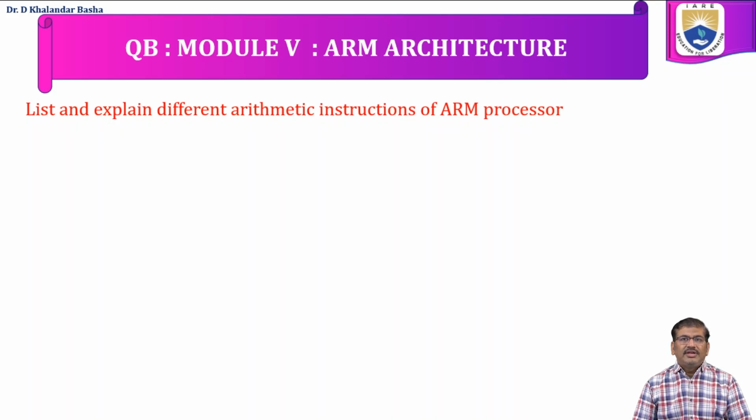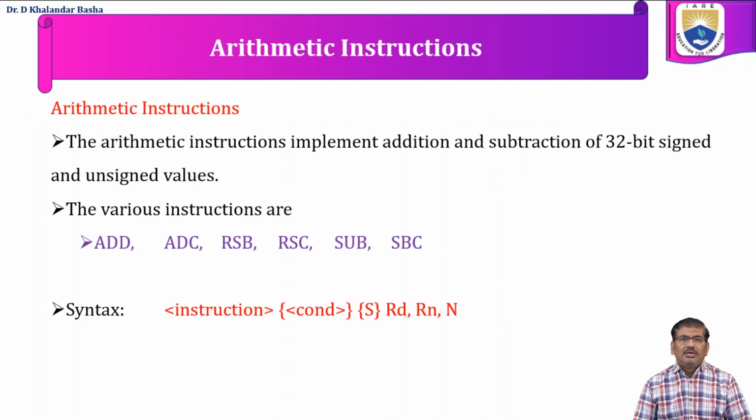Next, list and explain different arithmetic instructions of the ARM processor. The arithmetic instructions implement addition and subtraction of 32-bit signed and unsigned values. The various instructions are ADD, ADC, RSB, RSC, SUB, SBC. The syntax of these instructions is the instruction followed by condition, S, Rd, Rn and the barrel shifter output, that is N.